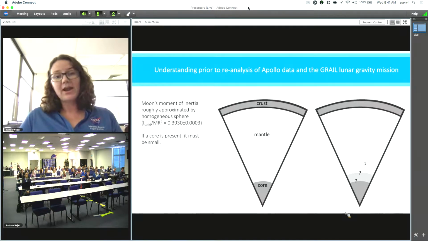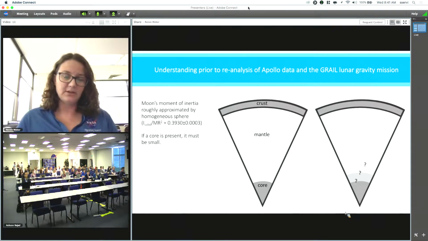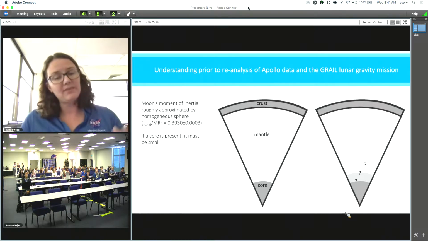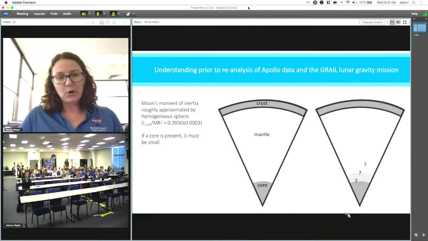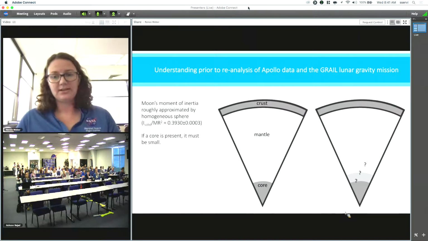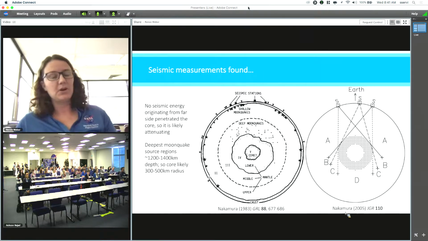But our understanding prior to this was basically that we know the moon has a structure similar to Earth, where it's differentiated into a crust, a mantle, and a core. But we also know that the moon's moment of inertia is roughly approximated by a homogeneous sphere. So if there is a core, we know it has to be pretty small. And you can see I've drawn some question marks on the image on the right to indicate that there are a lot of different constraints and uncertainties in those constraints on core layering. So I'm just going to step through each of the measurement types, starting with seismology.